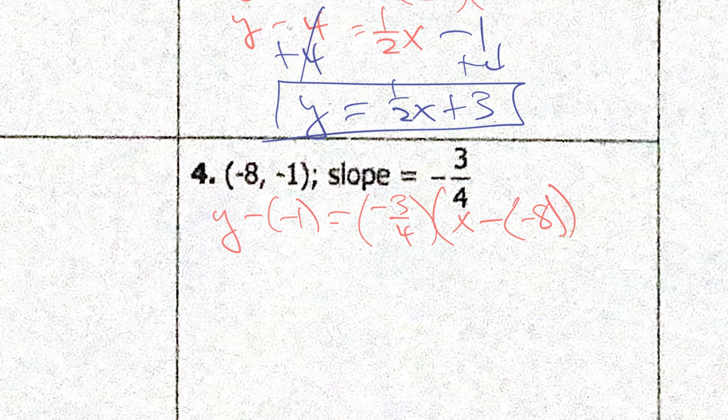Now, let's go clean some signs up. Minus a negative 1, this is going to be y plus 1. That's going to be y plus 1. We still have negative 3/4. Our slope is still negative 3/4. And then inside the parentheses, x minus negative 8 really becomes x plus 8. Thank you. Wonderful.